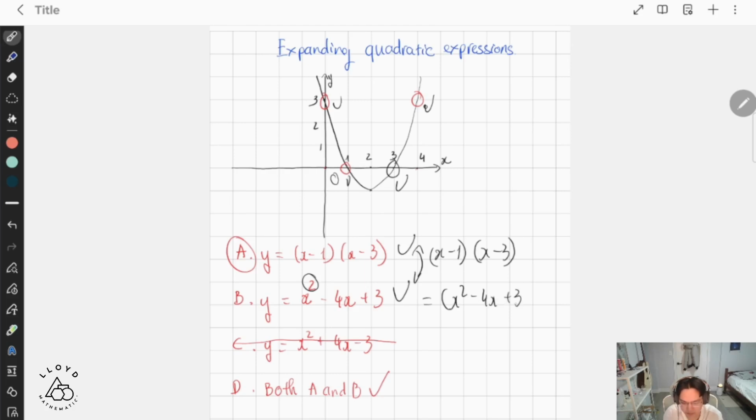So the answer we need to choose here is not A and not B, because they are both not the only correct one. We need to choose D. The action of changing from this form into this form is called expanding a quadratic expression.